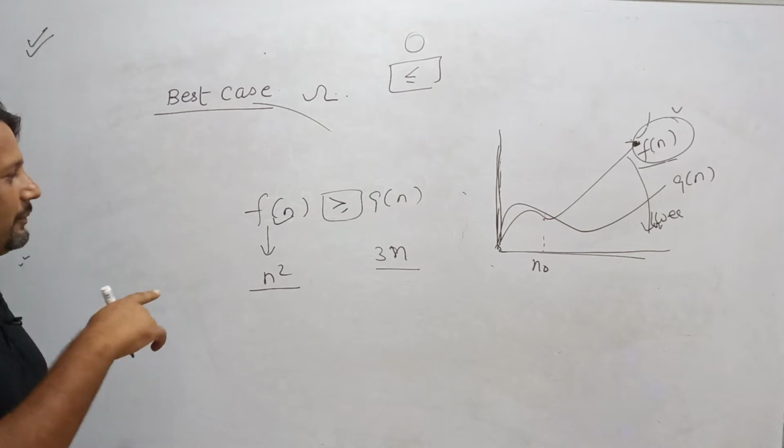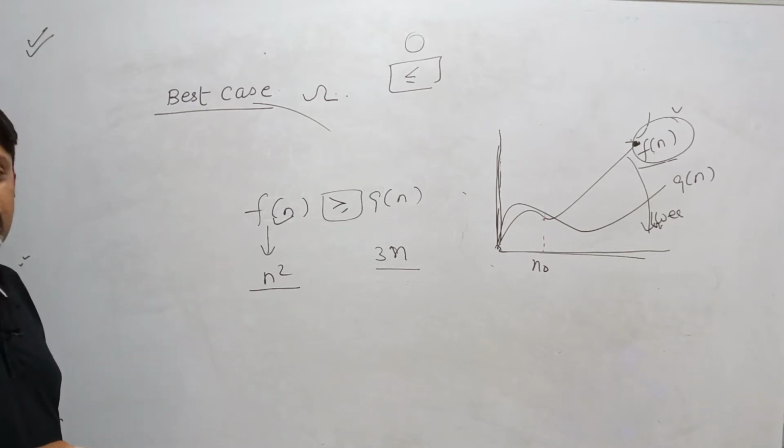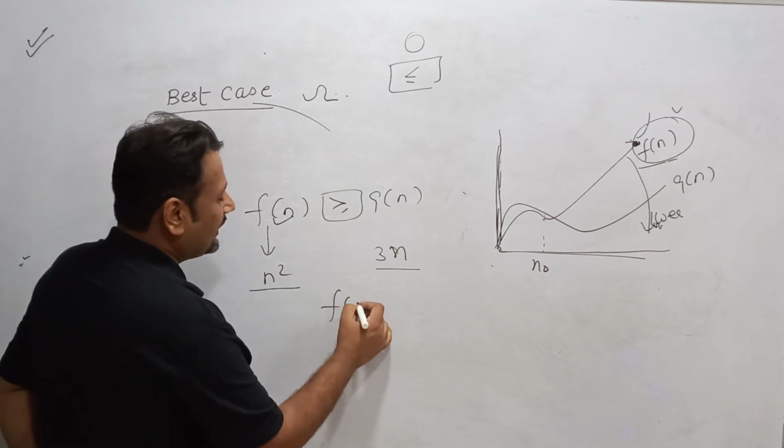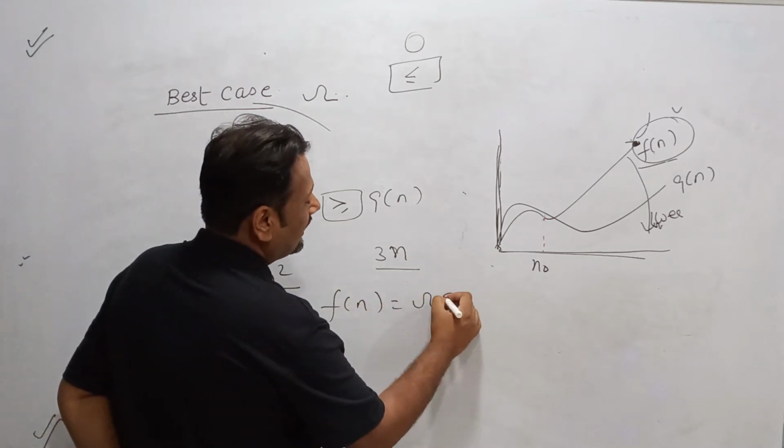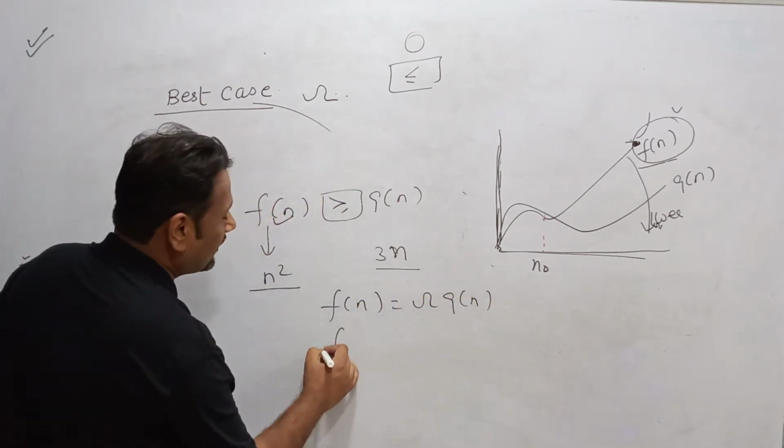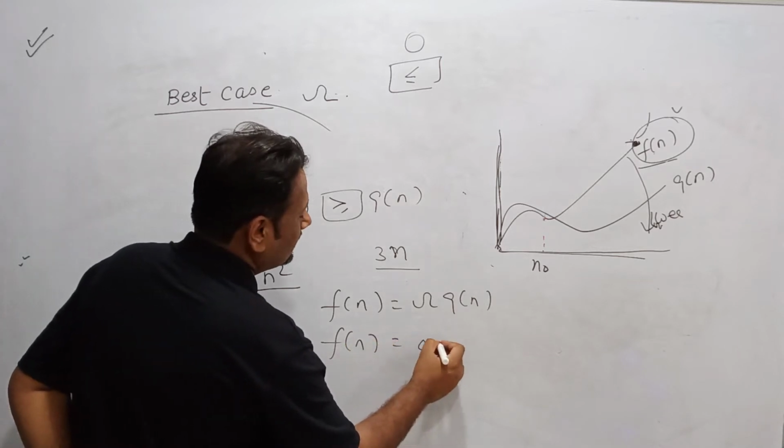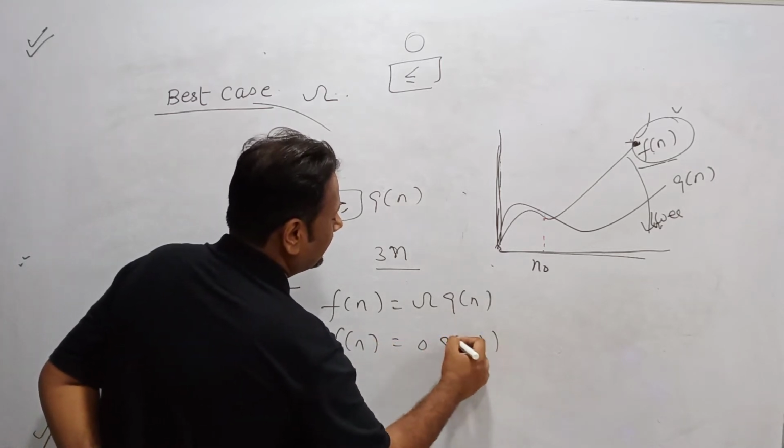That means what relation can this show? This shows best case. That means I can write f of n is equal to omega g of n. This cannot be written: f of n is equal to big O g of n. This cannot be written. Why?